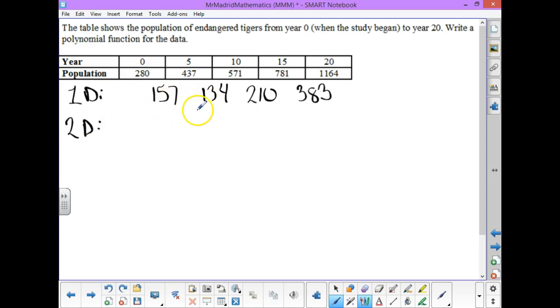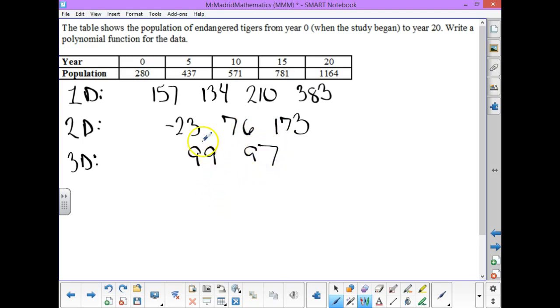To go from here to here, let's go ahead and drop 23 units. From this one to this one, let's go up 76 and here to here 173. Again, not very constant. We definitely got to keep marching. And from here to here, we're going to need an increase of 99. From here to here, 97.